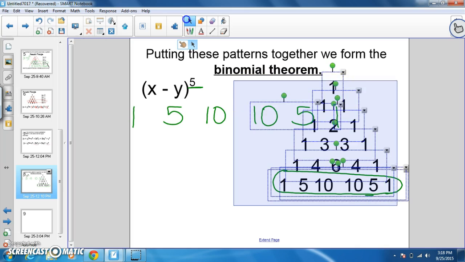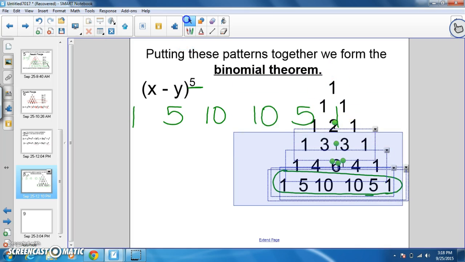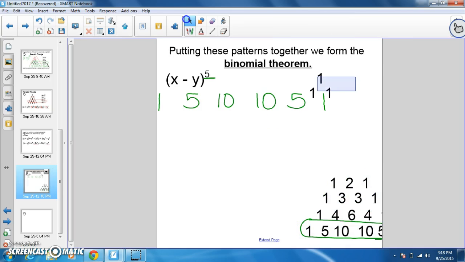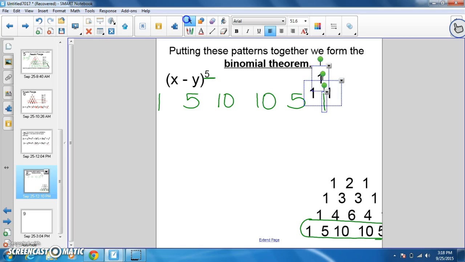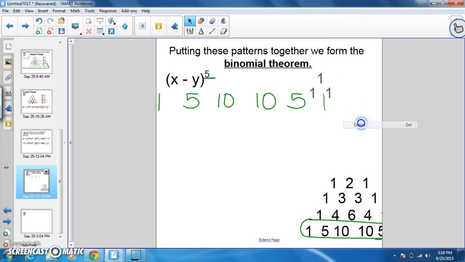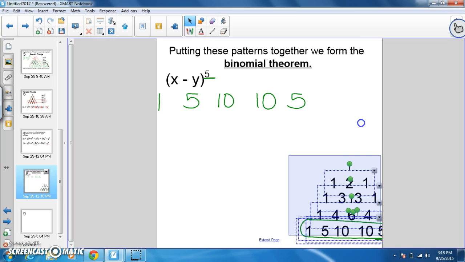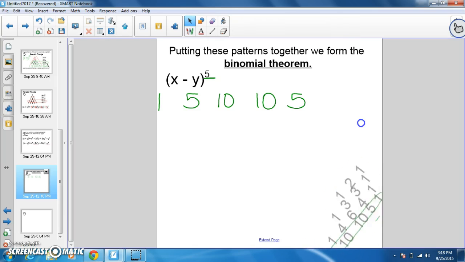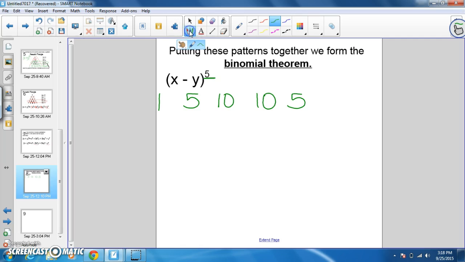Moving Pascal's triangle out of our way. Alright, it just doesn't want to cooperate. Really? Okay. And 1 was our last number.